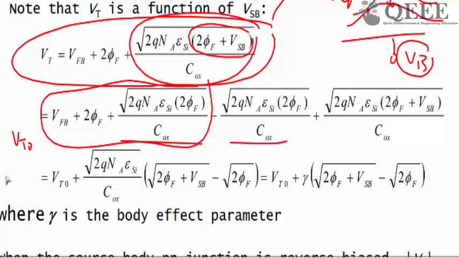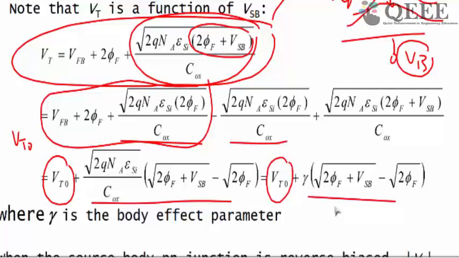Then we can write the threshold voltage as a function of the substrate bias. That is nothing but VT0 plus this quantity. This quantity is what you get when you take the constant terms out, leaving only the square root of 2 phi f plus VSB, that is the substrate bias with reference to the source, minus the square root of 2 phi f. So you can write the threshold voltage for any substrate bias in terms of the threshold voltage at no bias plus some factor. This factor is known as the body effect parameter, which is nothing but this prefactor here.